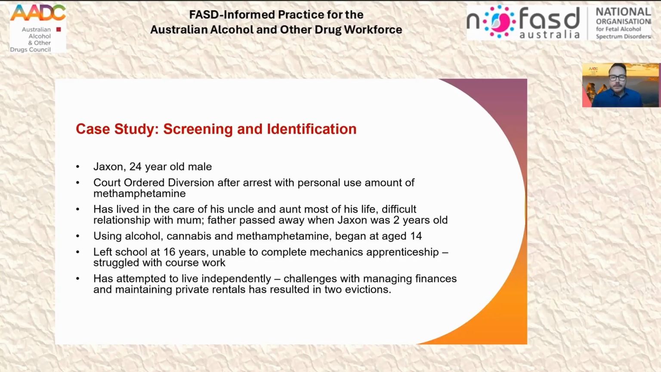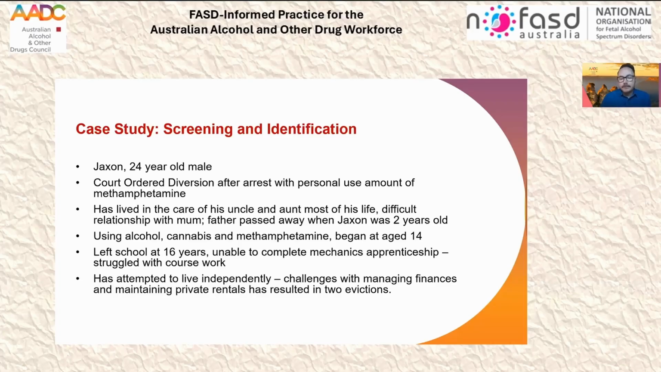Jackson has come to the service through a court-ordered diversion after being arrested and charged for possession of a personal use amount of methamphetamine. Through the documents provided by the court, Shane learns that Jackson has been using illicit drugs and drinking alcohol since he was 14, and now he regularly uses cannabis, methamphetamine, and alcohol. He left school at 16 and began a mechanics apprenticeship. However, he dropped out after a year as he struggled to complete the TAFE coursework.